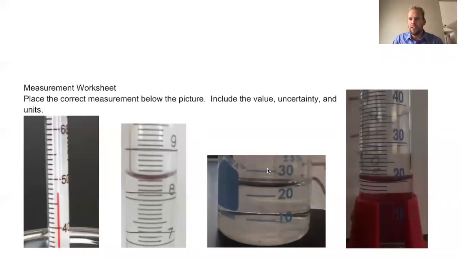So the purpose of this video is to show you how to take a proper measurement, both identifying the graduate, figuring out what the estimate value is, reading the measurement on the tool, and then attaching the uncertainty value to it and including the unit. So let's look at a couple of examples.